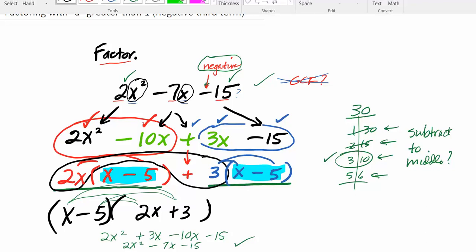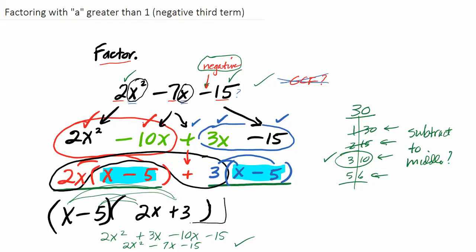So what is my answer then? My answer is this right here. That is factored. What's one of the factors? x minus 5. What's the other factor? 2x plus 3. Okay? Now, I'm going to do this same problem again, but I'm going to write it where the 10x and the 3x are reversed and show you how that would adjust. It would still give you the same answer.